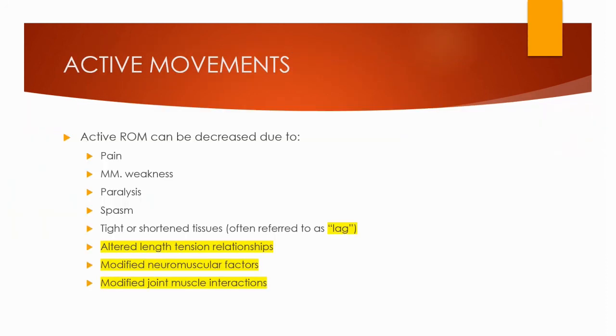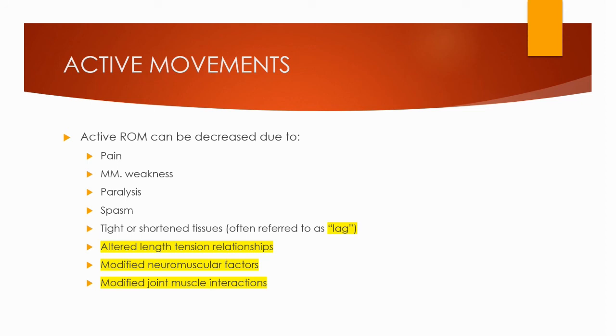So now that we know the difference between injury to the contractile and non-contractile tissues, let's turn our attention now to positive physical examination findings in the range of motion and manual muscle testing examinations of the spine, of the upper, and of the lower extremities.